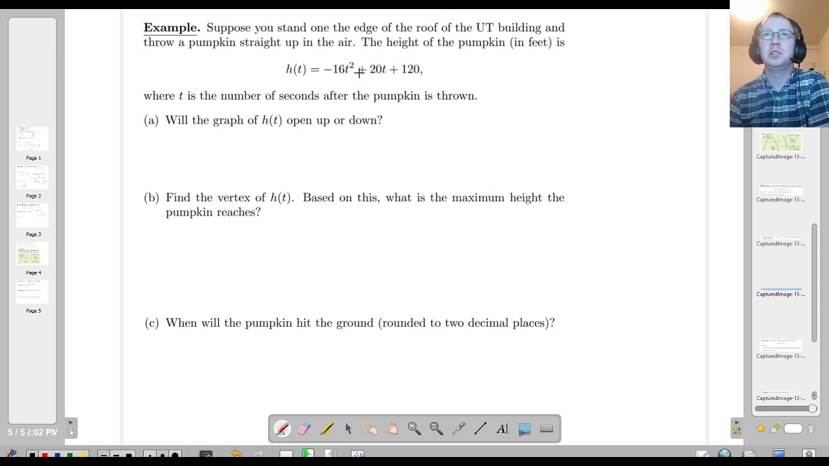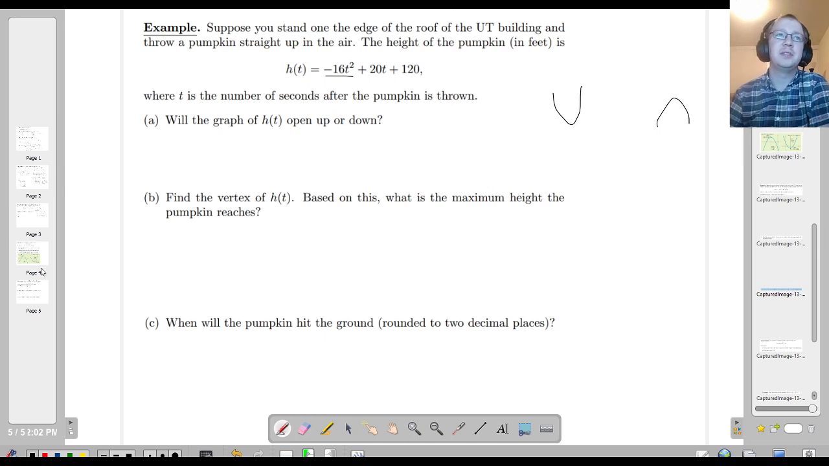So our input is the variable t, that's the number of seconds after the pumpkin is thrown, and the height of the pumpkin is given by this function, which we're going to write as h. So our first question is, is the graph of this function going to open up, like this, or down, like this? And as I mentioned before, this is determined entirely by a, which is the coefficient of your x squared variable, or in this case our t squared variable.